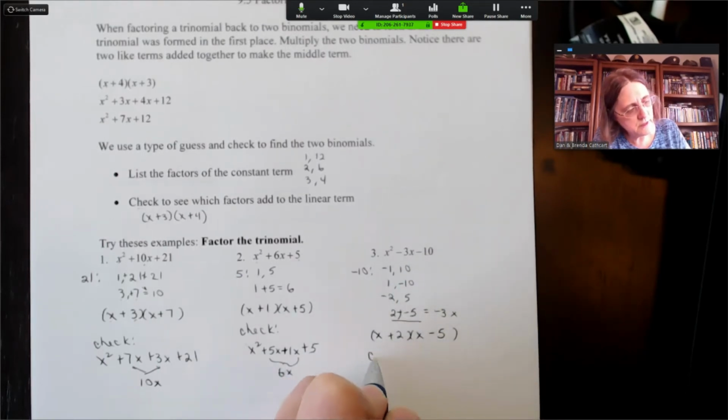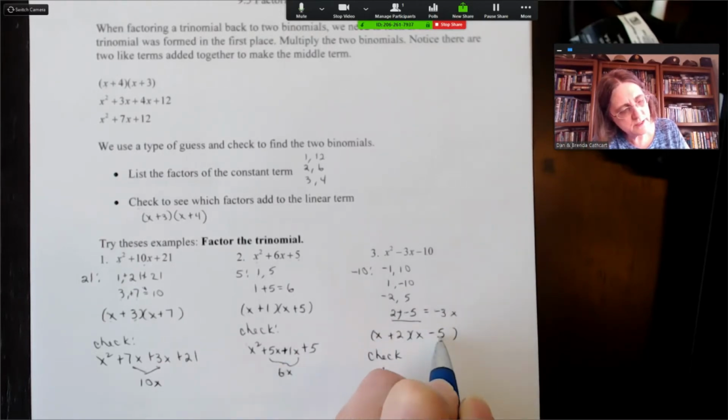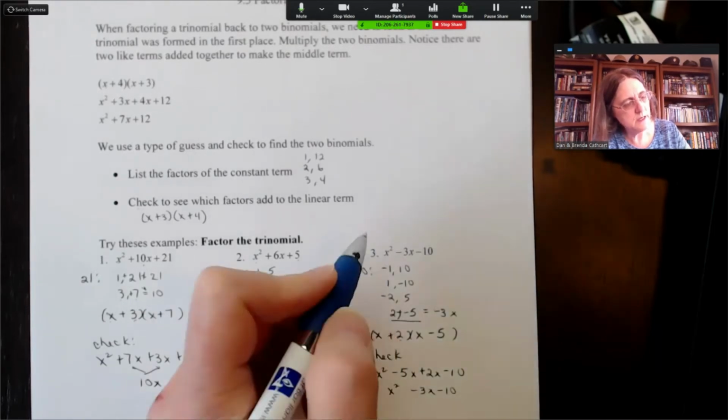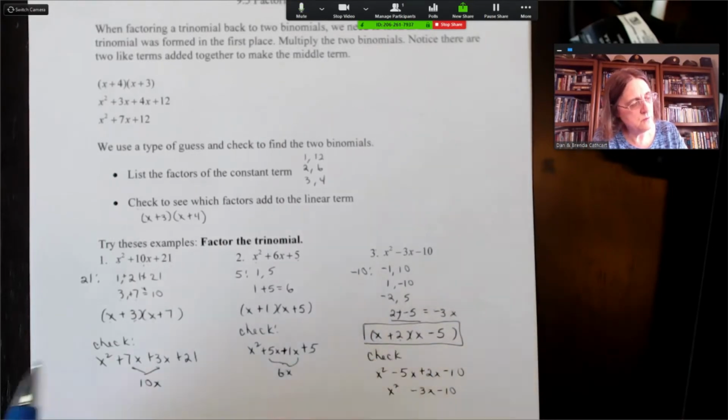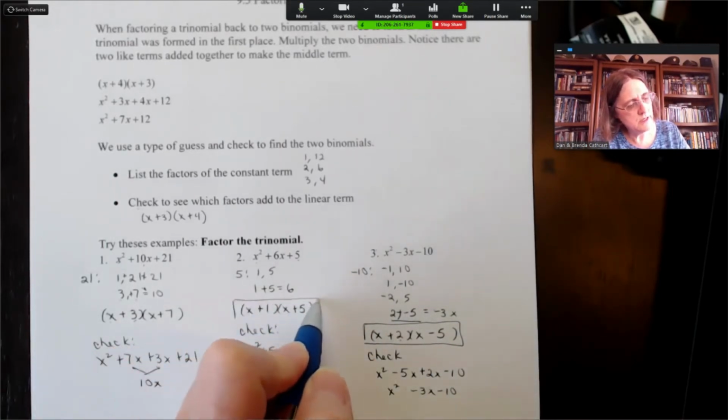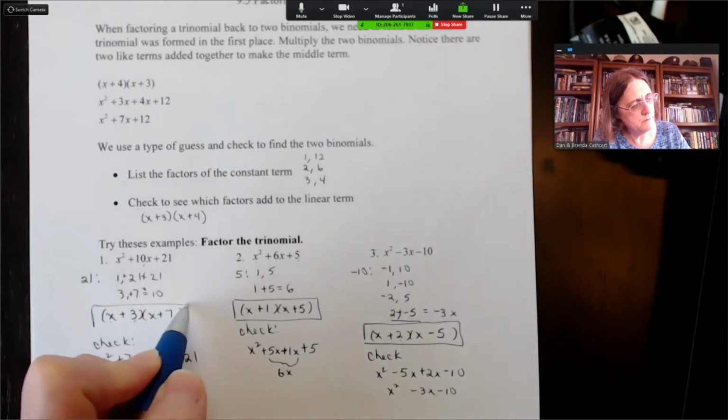Let's do a quick check. First, x times x is x squared. Outer, x times negative 5 is negative 5x. Inner, 2 times x is 2x. And last, 2 times negative 5 is negative 10. And that gives us x squared minus 3x minus 10 as required. So this is our factored form in each case.